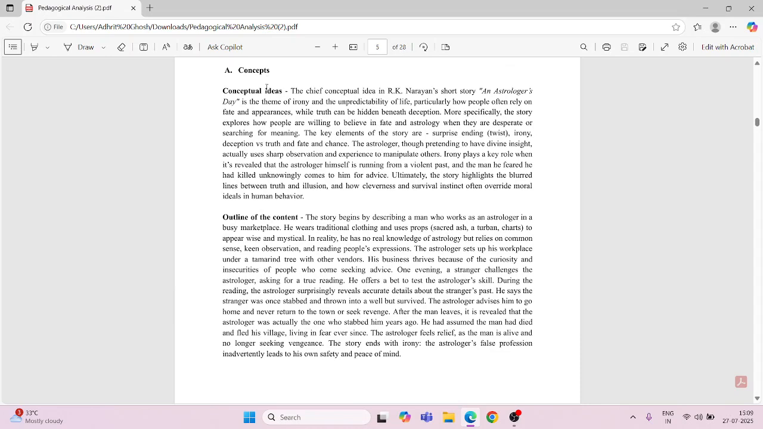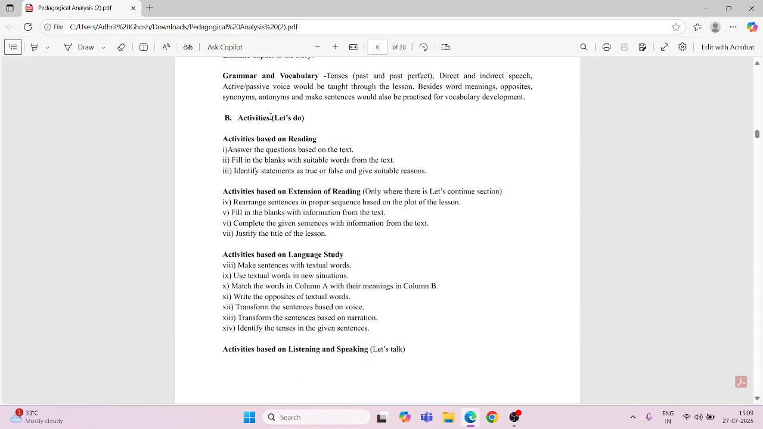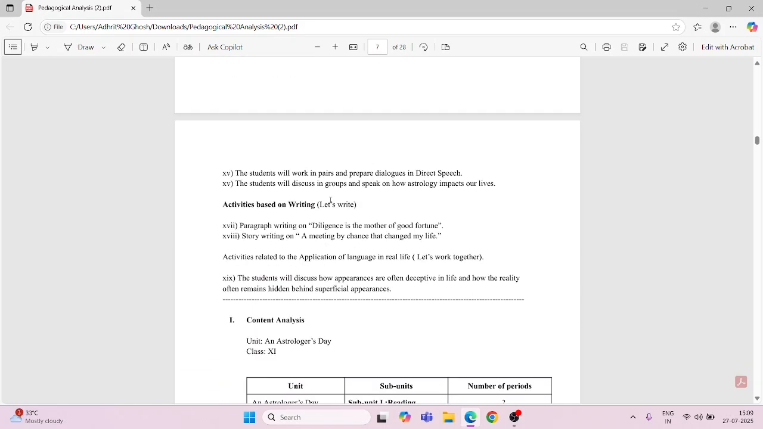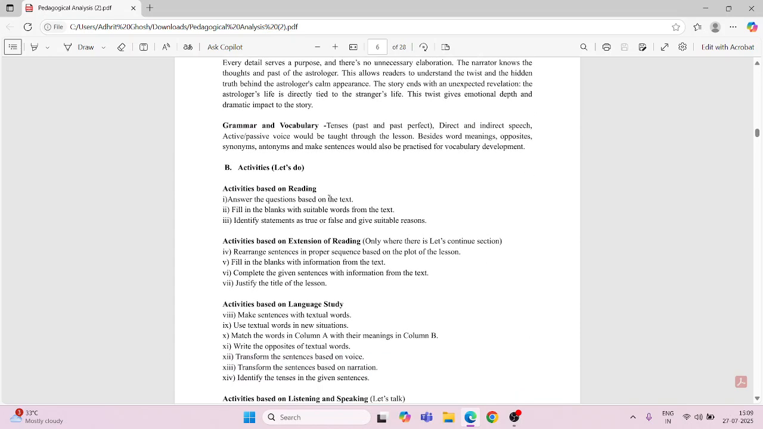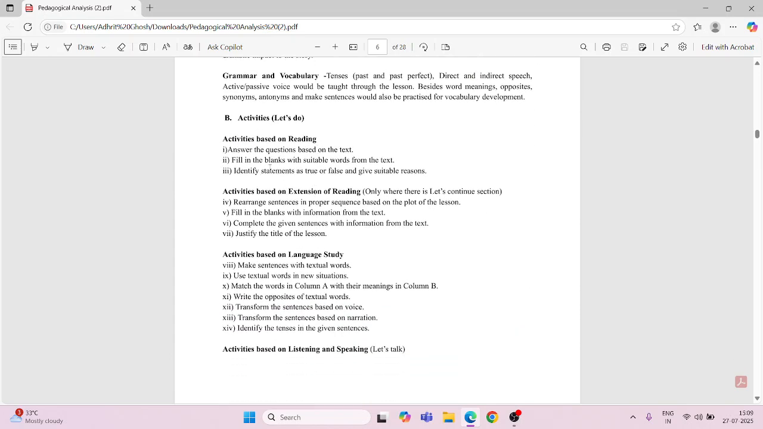This was A, concepts. Then we move on to B, that is activities. Here we note down the activities based on reading, then based on extension of reading, language study, listening and speaking, and writing. Here I have given these because in case of Blossoms, the division of questions given at the back are based on this. But in Realm, the number of questions given are limited, so you construct your own questions.